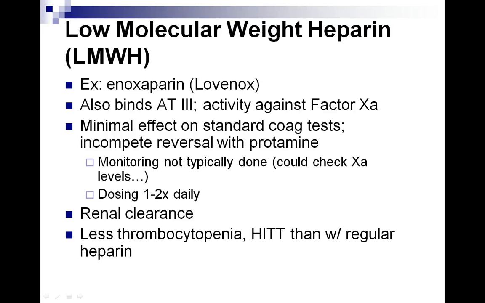Now, in addition to the unfractionated heparin, there's also low molecular weight heparin. The most common would be enoxaparin or Lovenox. This also works by binding antithrombin 3, although Lovenox also has some activity against factor 10A. These low molecular weight heparins don't have a lot of effect on the usual coagulation tests, so you might not see a big difference in their PTT or their ACT. They also are not reliably reversed by protamine. So practically, these patients aren't monitored and aren't reversed. They're just given a standard weight-based dose.